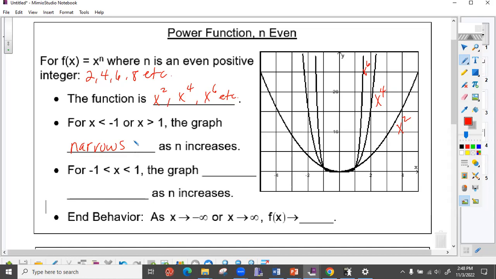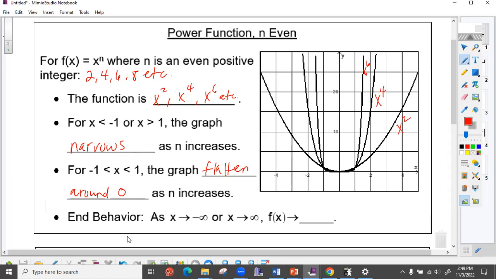Now, if we look in the middle right here, what do you notice is happening? Remember, our parabola was kind of curvy. Let's just stick to the curve. As it's getting in, it's flattening out. So the graph flattens around 0 as n increases. It's going to keep getting flatter and flatter as n increases.